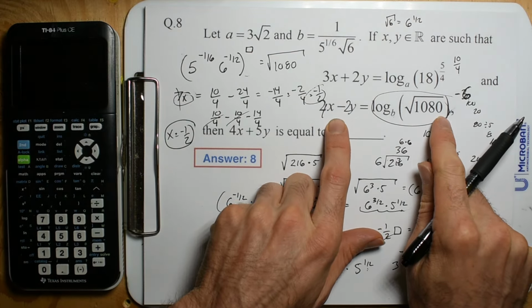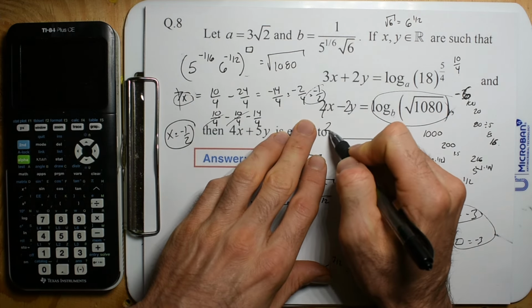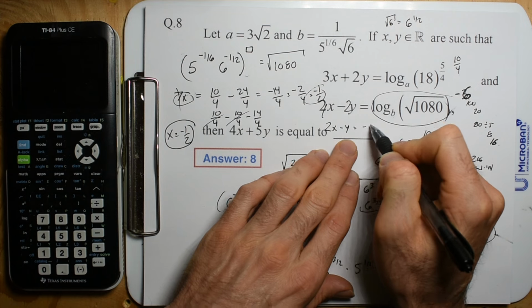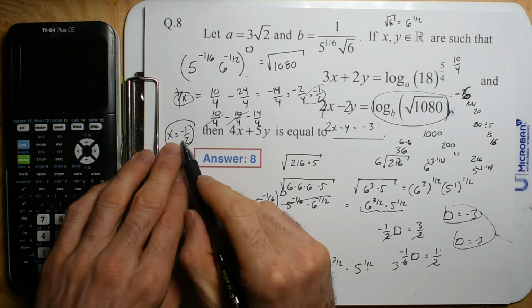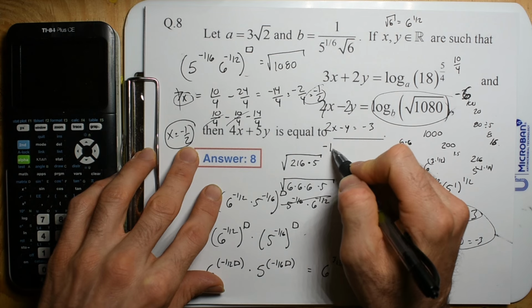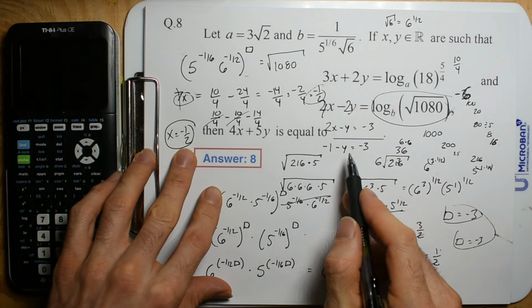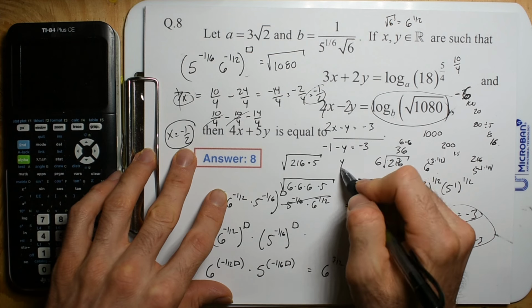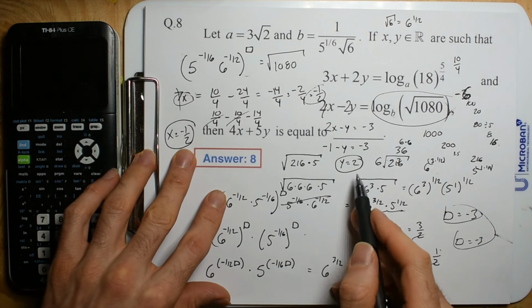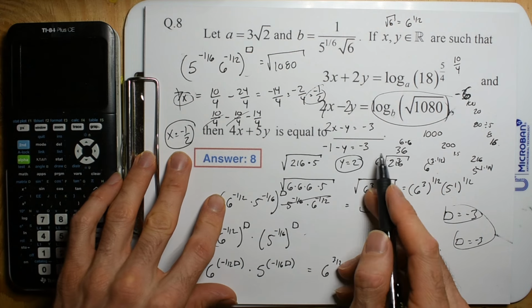to get y. So let's do this one. 2x minus y is negative 3. And we said x was negative 1/2. So we're going to have negative 1 minus y is negative 3. So it looks like y is just positive 2. Sweet, because if y is positive 2, negative 1 minus 2 is negative 3.